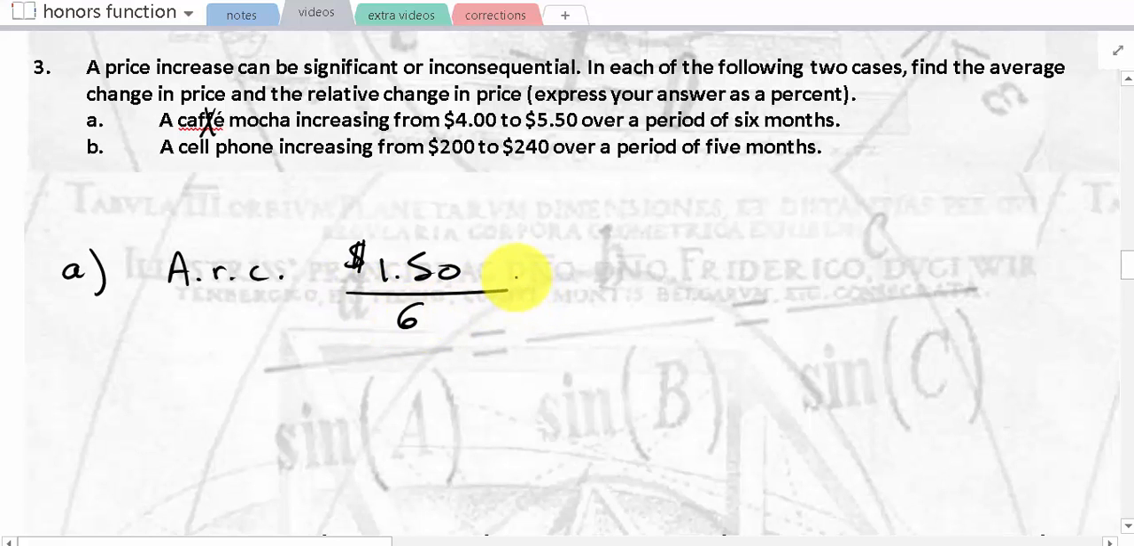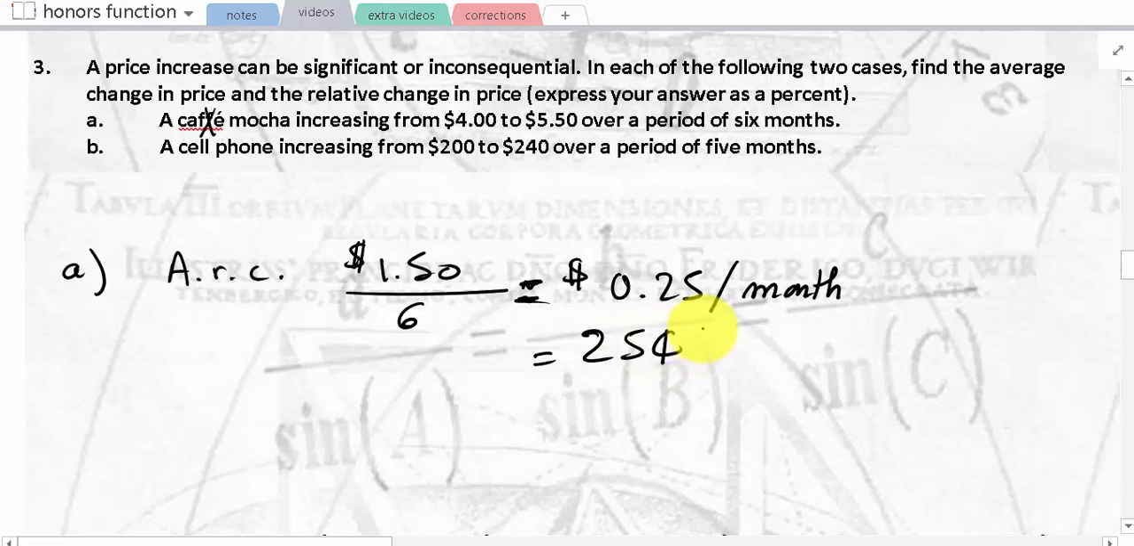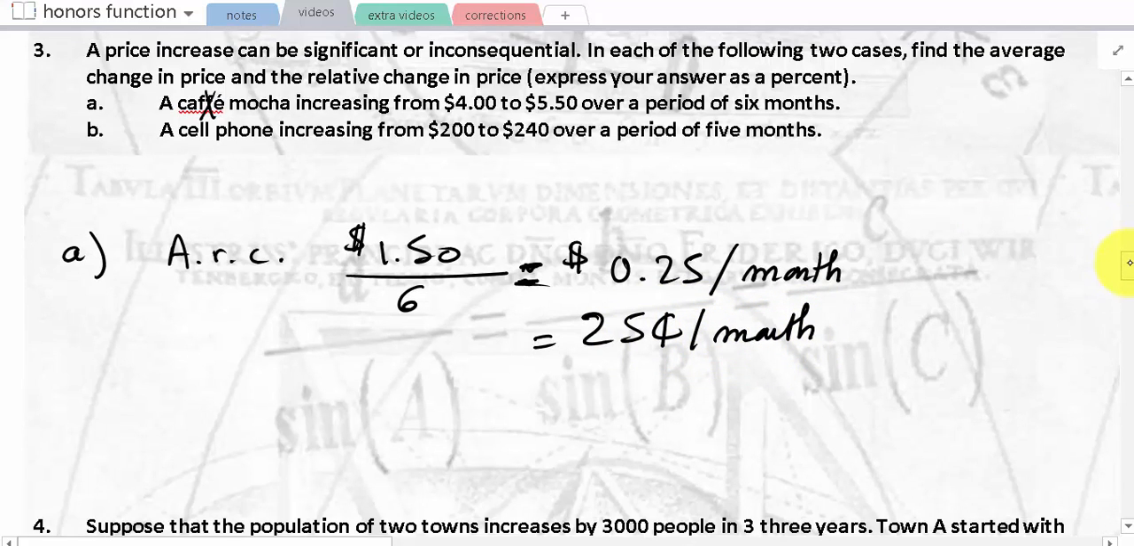So 1.5 divided by 6, and this is $0.25 per month. Or actually it's not about, it's exact, sorry, or 25 cents per month. That's the average change. Okay, so your Café Mocha increased by 25 cents per month. How about the average change of the other? In case B right here, what do we have? A cell phone increasing from 200 to 240 over a period of 5 months.